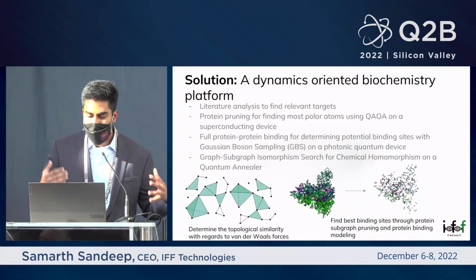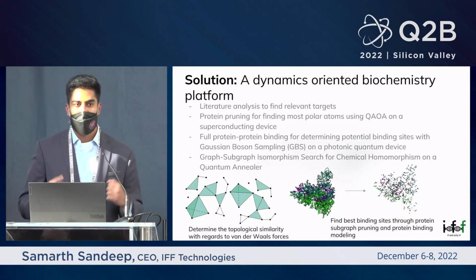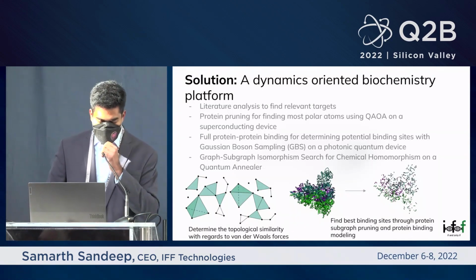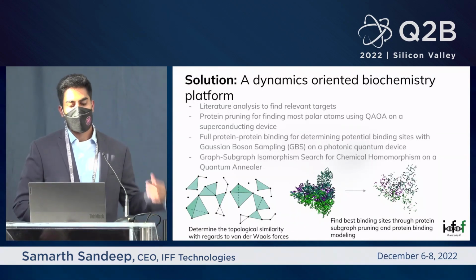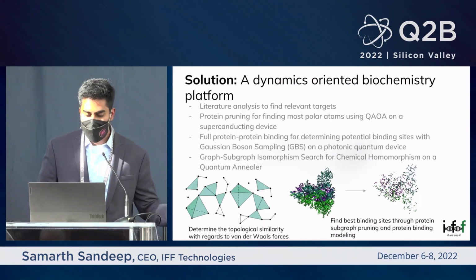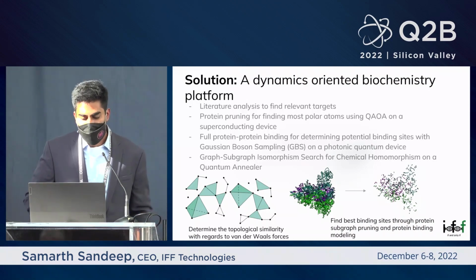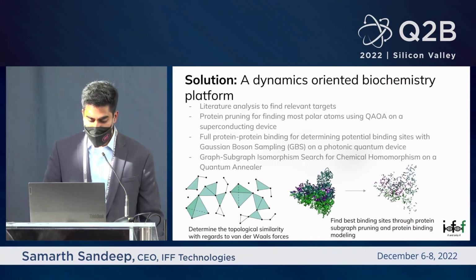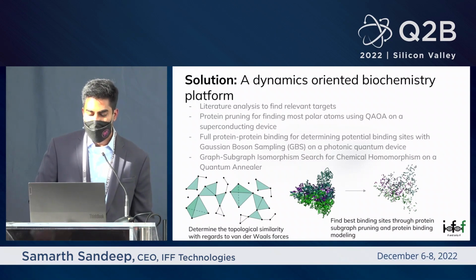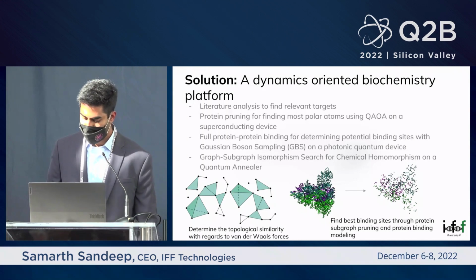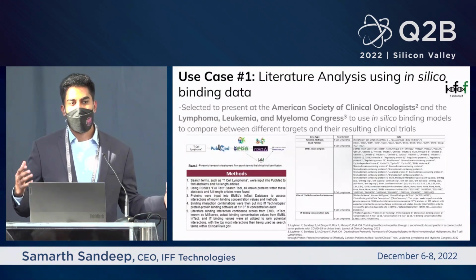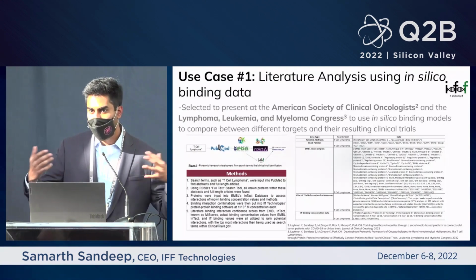So our solution to this problem was a dynamics-oriented biochemistry platform. We not only have our QAOA solution, we've developed our own literature analysis solution, our own protein binding software that's based off of Gaussian boson sampling, and then our own graph isomorphism search software that can help look for chemical homomorphisms. So we'll walk through some use cases now of how our software can be used.